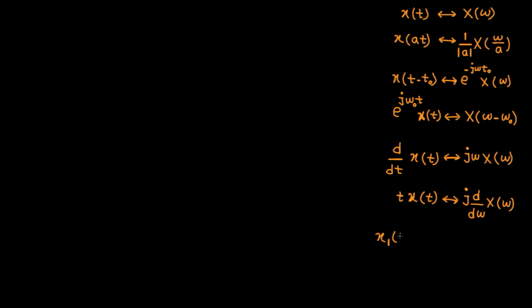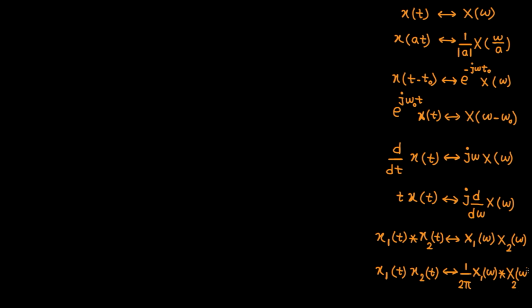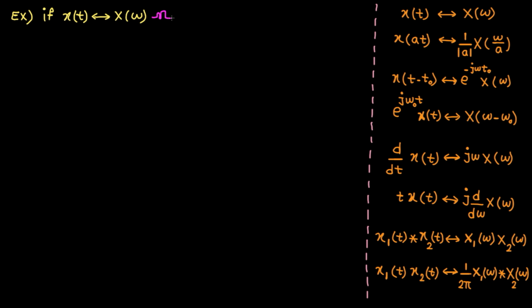The next properties that I'm going to cover are the time domain convolution and frequency domain convolution. If you convolve x1 of t with x2 of t in the time domain, you get multiplication in the frequency domain. On the other hand, if you multiply x1 of t with x2 of t in the time domain, you get convolution in the frequency domain. First example. If the Fourier transform of x of t is x omega, what is the Fourier transform of t x of t squared? This is super simple.